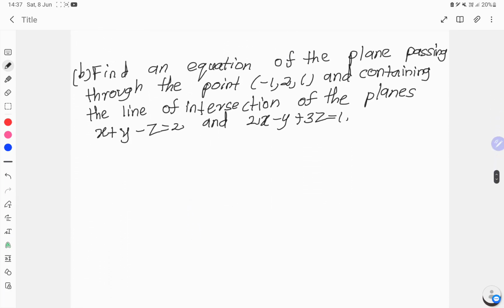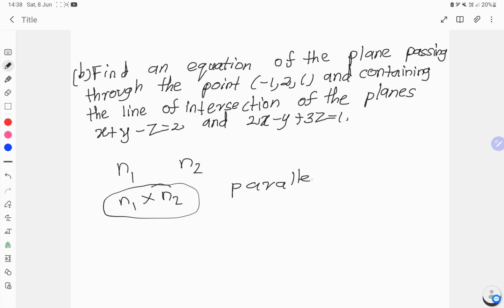B part, find the equation of the plane passing through the point minus 1, 2, 1 and containing the line of the intersection of the planes. They gave the two planes. Before the part, we can do like this: first we find the normal vectors, n1 and n2. Then we take a cross product of n1 cross n2. The cross product of normal vectors gives the parallel vector. Then we can find the parallel vector in the plane.